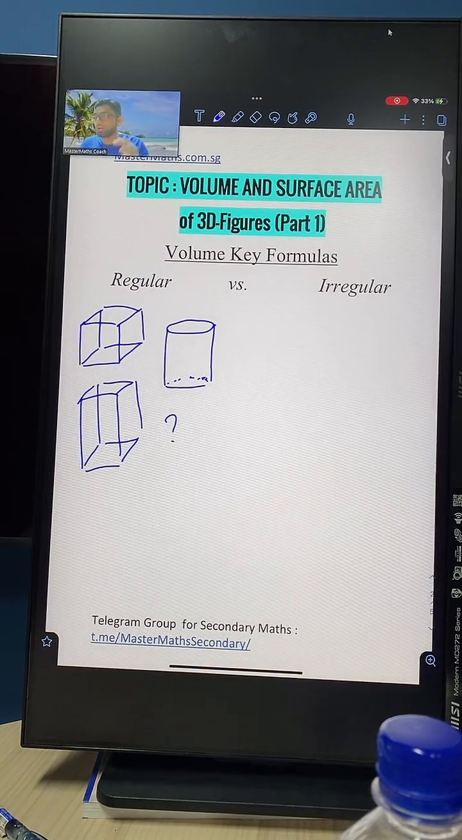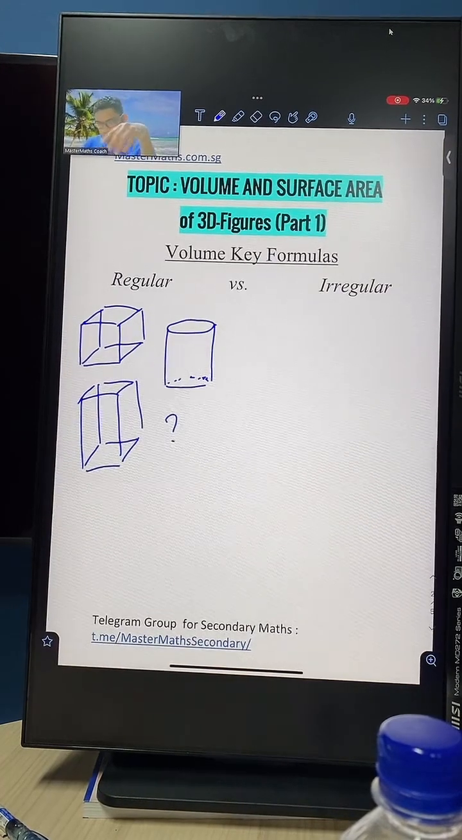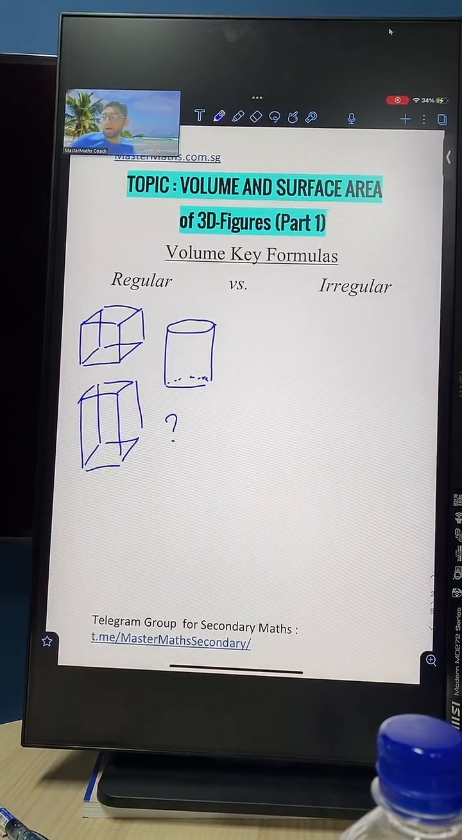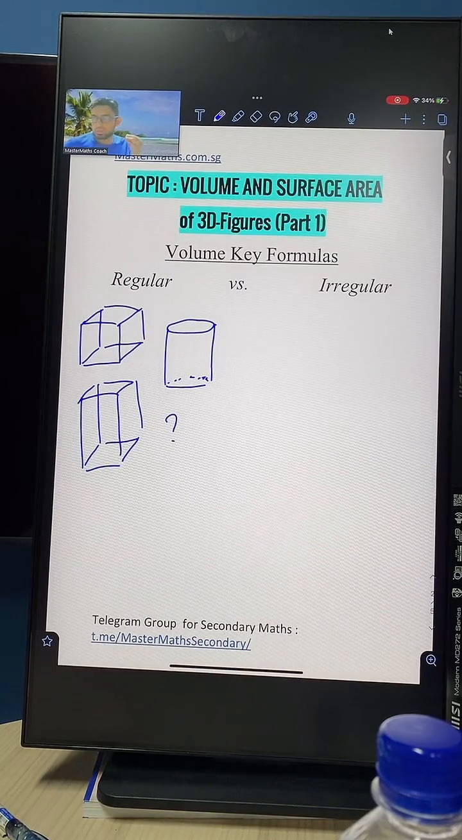Those who just joined, welcome. Today we are doing volume of 3D figures. Alright, so let's discuss. What are other types of regular shapes?